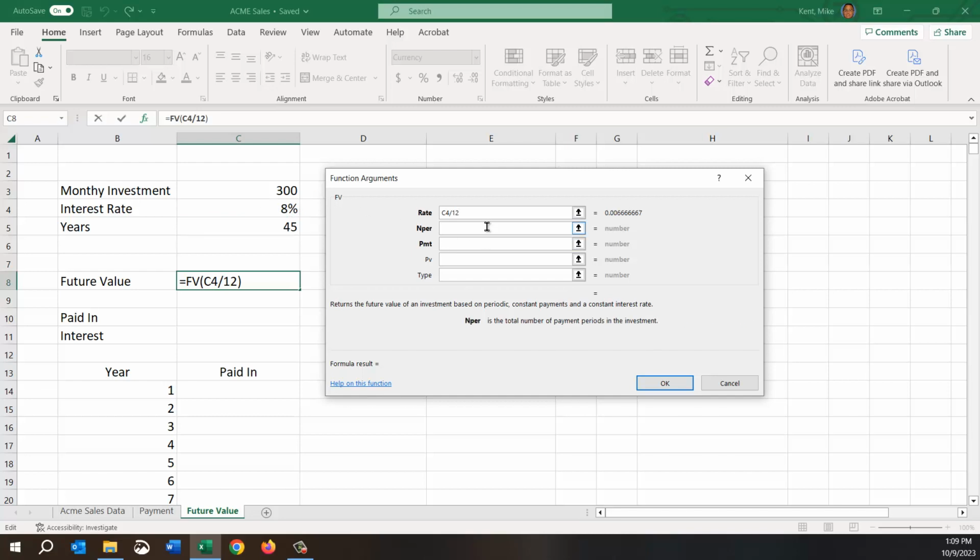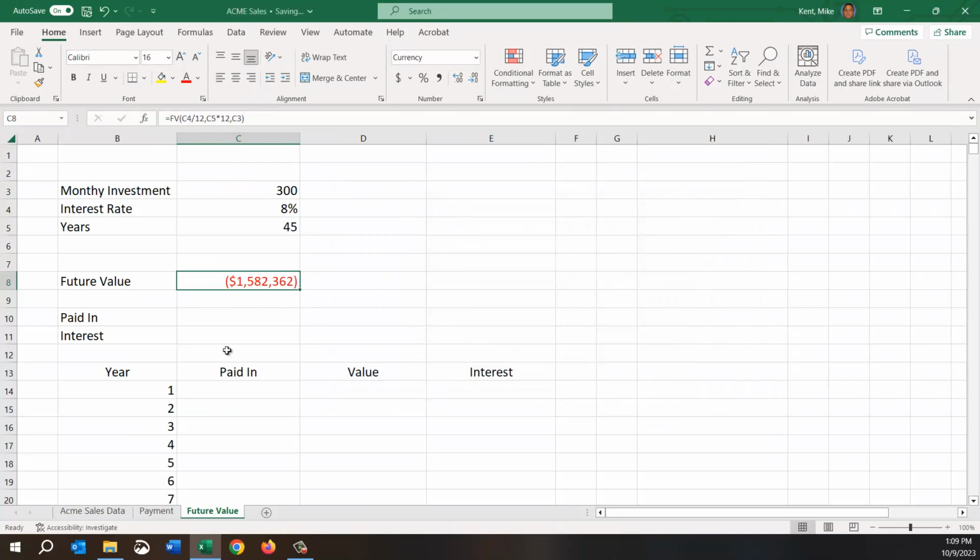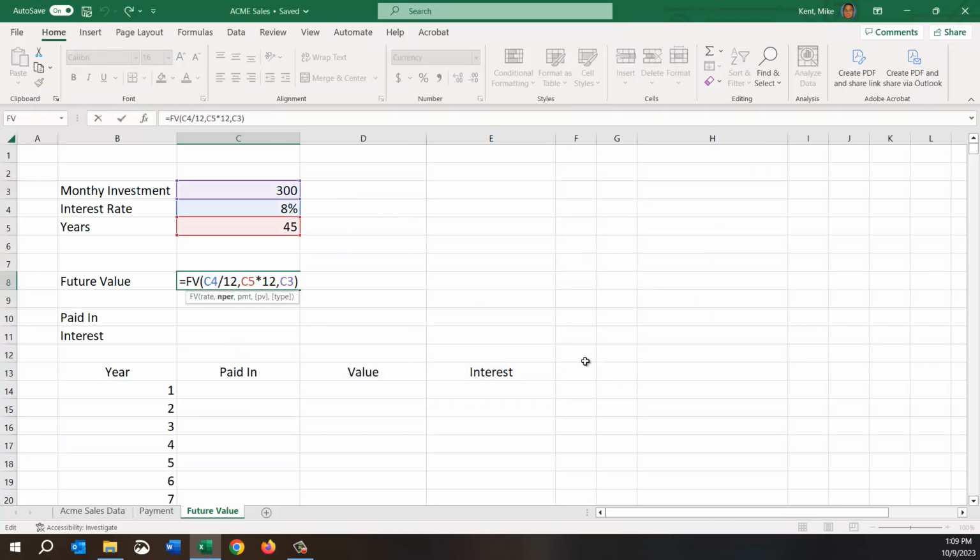The second thing I need is the number of payments. I'm going to be making 45 times 12 because I'm going to have that come out of my paycheck every month. And then the payment amount is going to be $300. So that's the three pieces of information I need to give future value. And that will show me the power of, oh, once again, it came out as a negative. So I'm going to come to the beginning of the formula here and hit my minus sign.